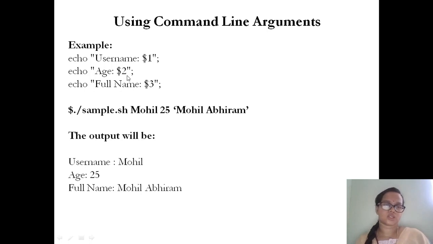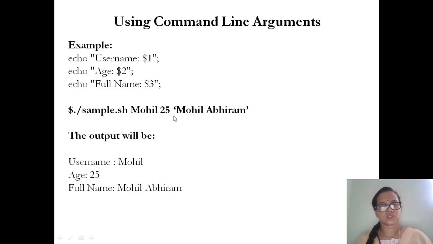We will look into one instance where we say echo username $1, meaning the first argument, echo age $2, echo full name $3. Command line arguments means in the command line itself I am going to give the parameters. See here, my file name is sample.sh, and when I run it, ./sample.sh, I will pass my answers on the command line itself as arguments. You can see Mohil, 25, Mohil Abhiram. So the output will be here.